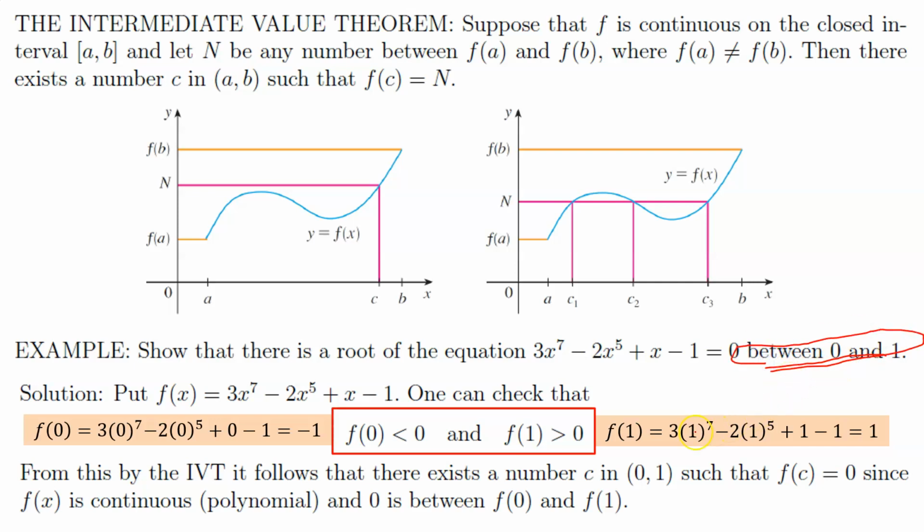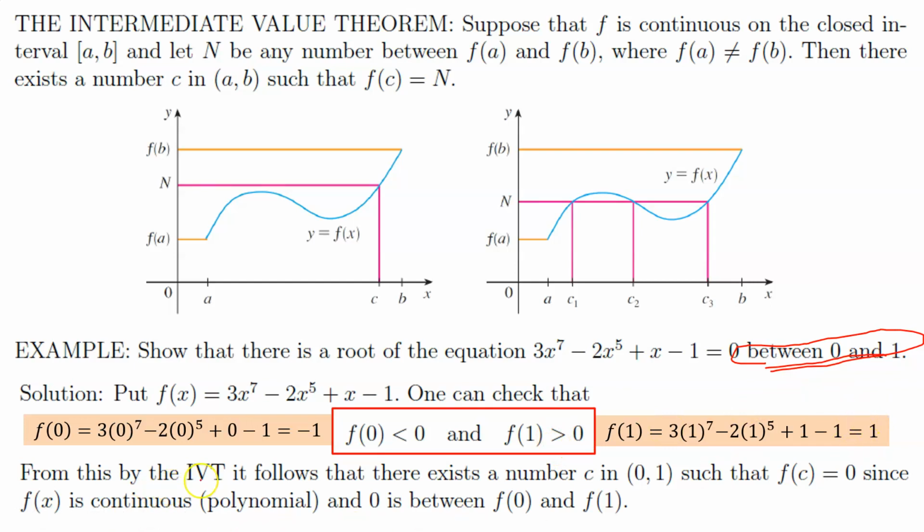Okay. So what happened is that you have to substitute 0 into f and also the 1 into f. Now you substitute 0 into the function, you get negative 1. And then you substitute 1 into the function, you get 1. Okay, one is negative 1, the other one is 1. You see over here, f of 0, you get the answer less than 0, which is negative 1. And f of 1, you get the answer greater than 0, which is 1.